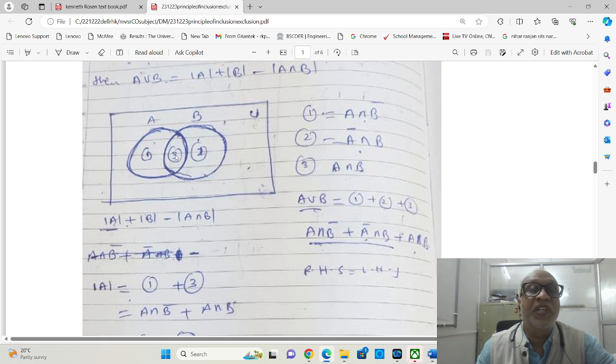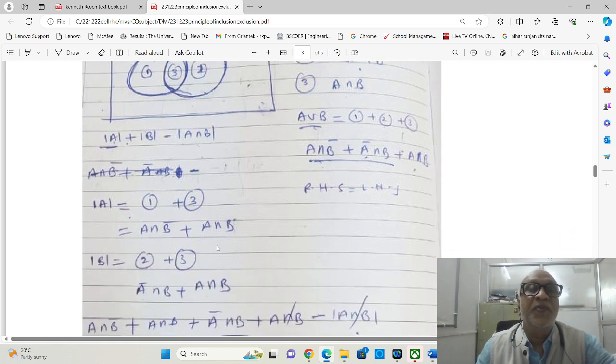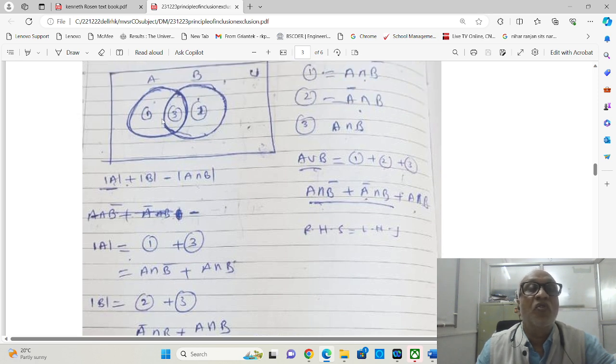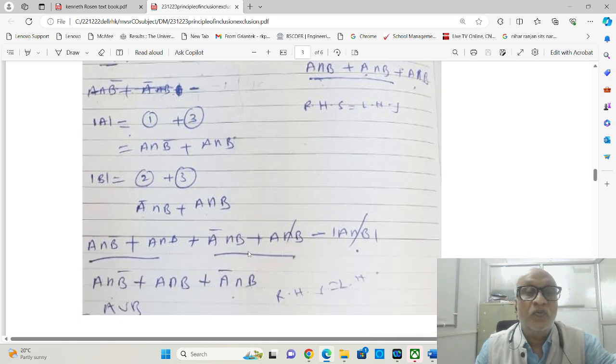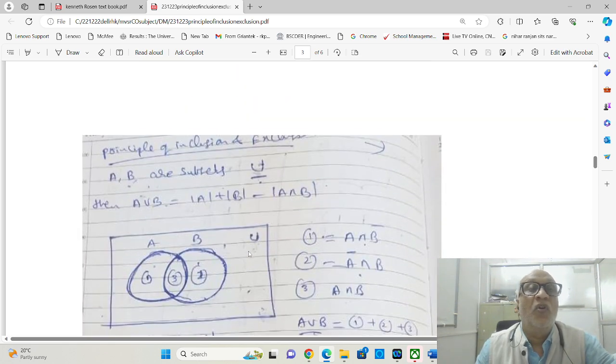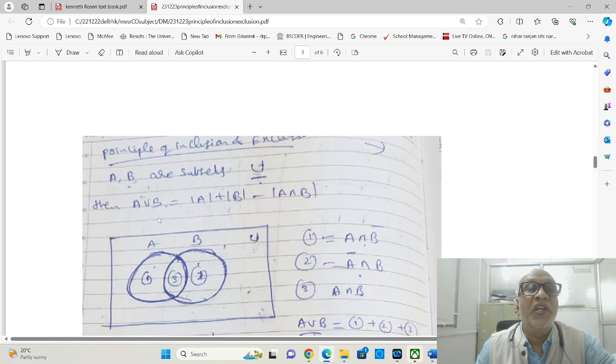Now if I want to know the number of elements in A, it will be 1 plus 3. What is 1? A intersection B bar. What is 3? A intersection B. If I want to know the number of elements in B, that will be 2 plus 3. What is 2? A bar intersection B. And what is 3? A intersection B. So now what we have to do? We have to prove LHS is equal to RHS, right? So to prove this principle of inclusion and exclusion.